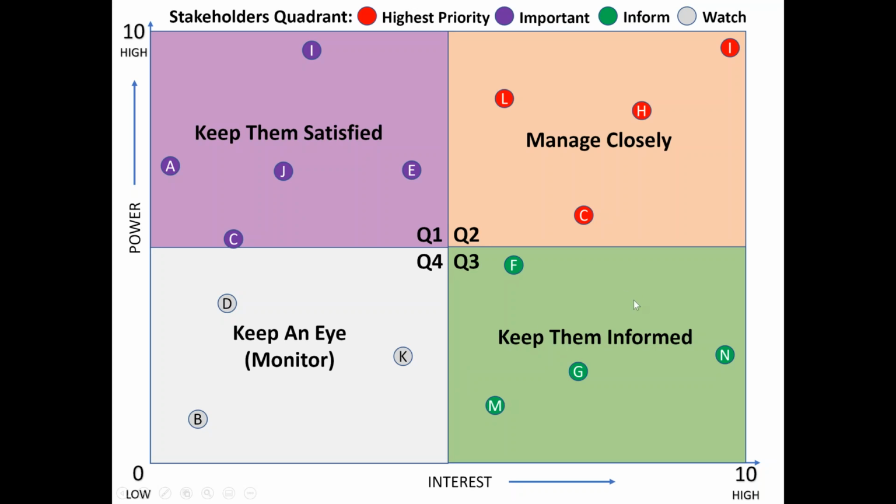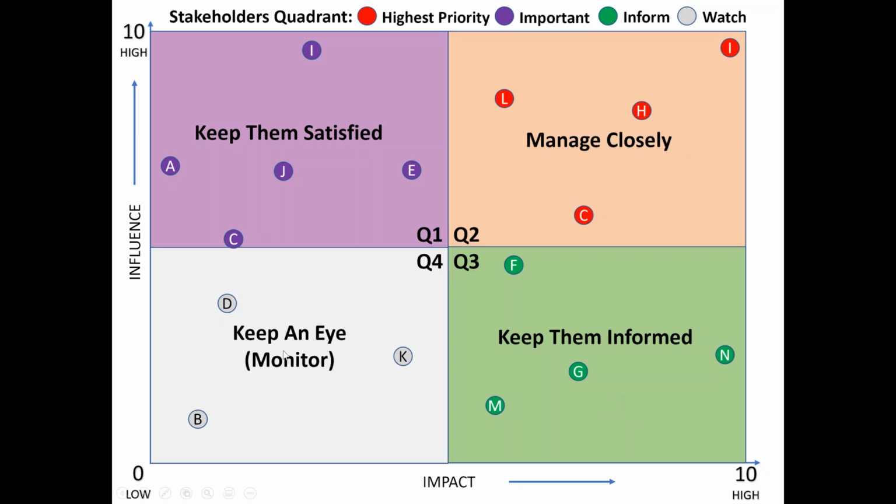Exactly the same formula can be applied to influence and impact also. There is no problem. High influence and low impact, we have to keep them satisfied. High influence and high impact, naturally, these are the most important. That's why they are shown in the highest priority red color. They are to be managed closely. Low influence and high impact, same as generally our customer. He may not influence our decisions, but he is impacted the most.